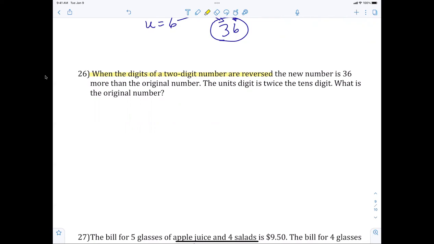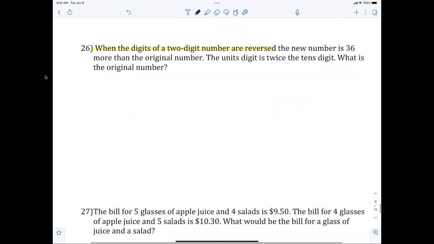Does everybody agree? If you don't like that, and you think it's too complicated, then whatever you see the 2-digit number is reversed, instead of writing 10t plus u, you're just going to write what? 10u plus t.